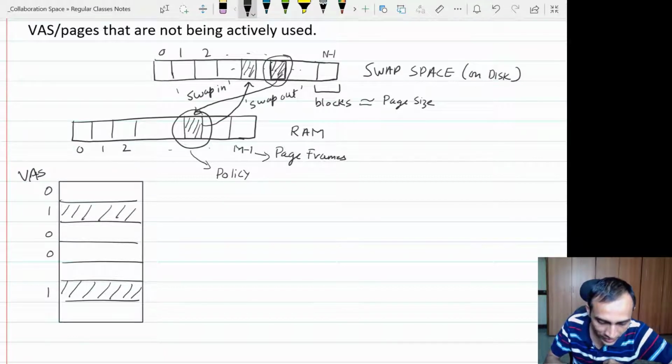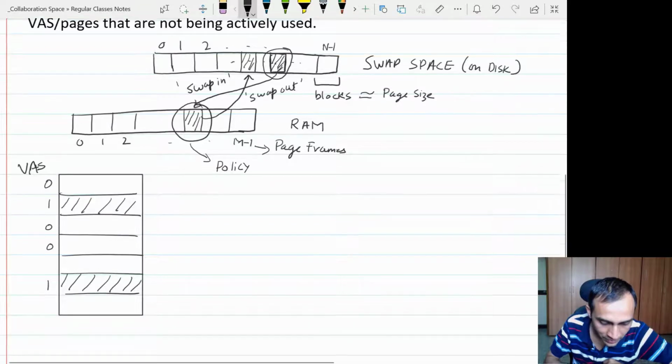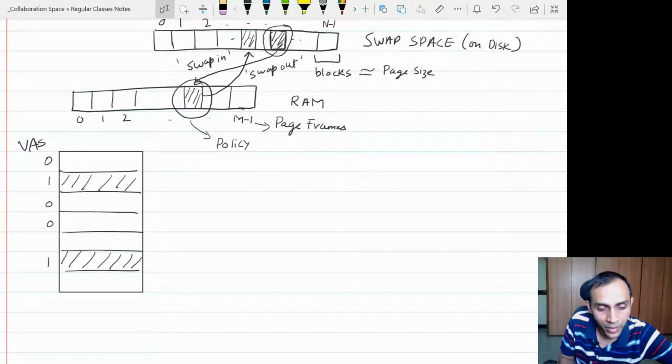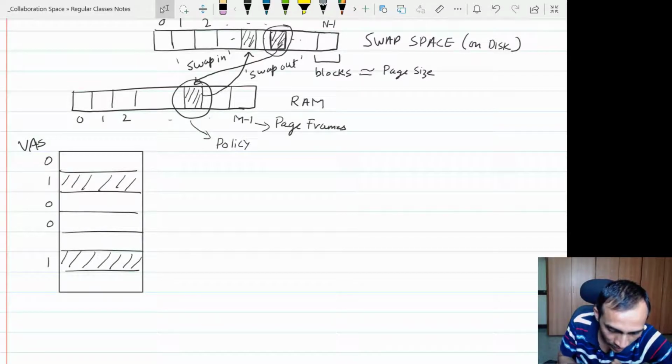We'll be talking about that in the next class. Today I'm discussing the mechanism. Next class we'll be discussing policies, so you can wait for the next class. We will discuss them. There are different ones. We'll take some metric and try to optimize that using different algorithms, and those are basically called policies.